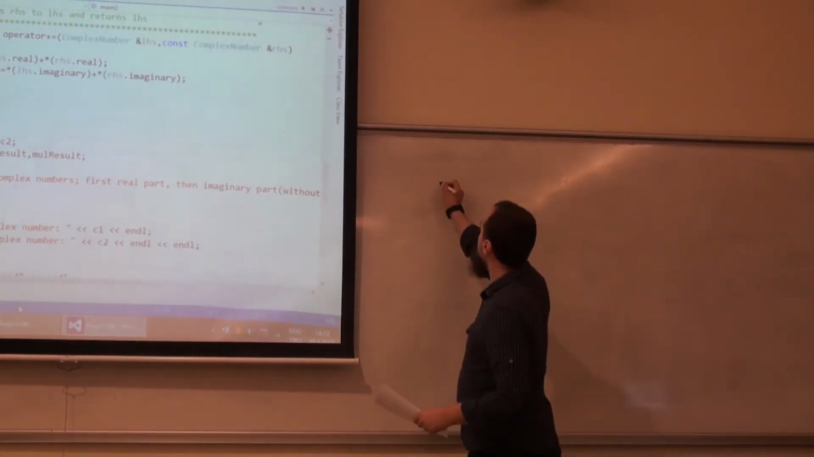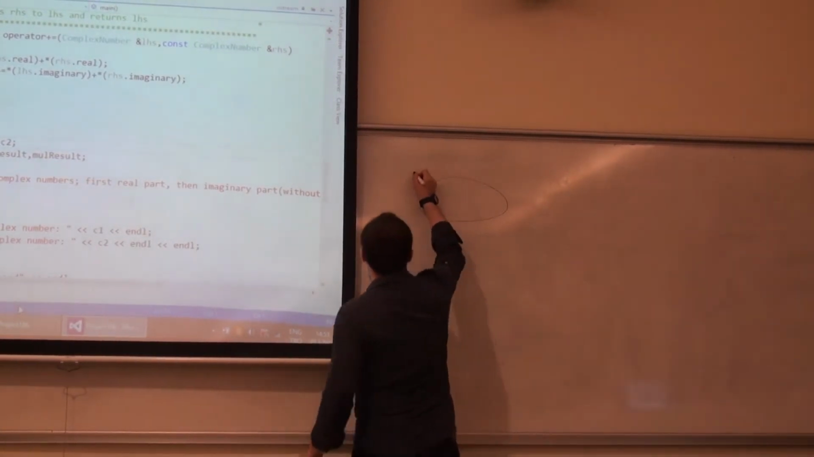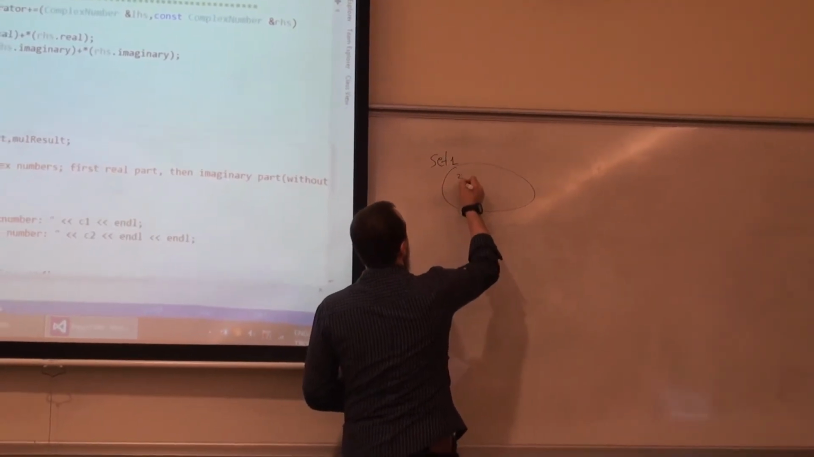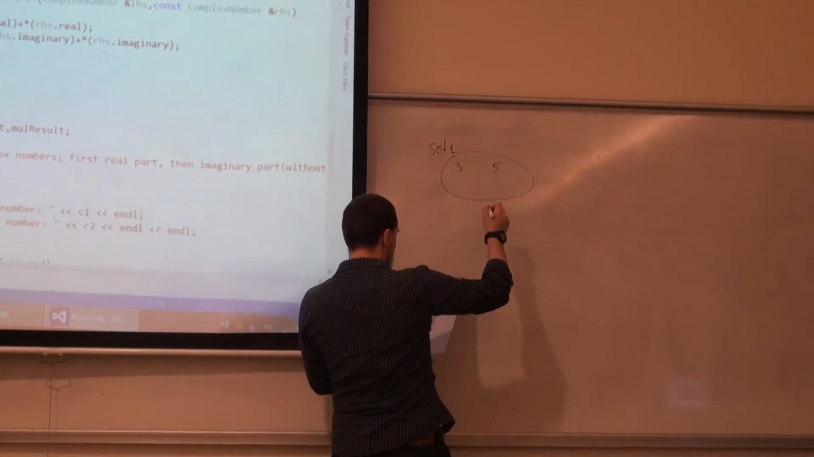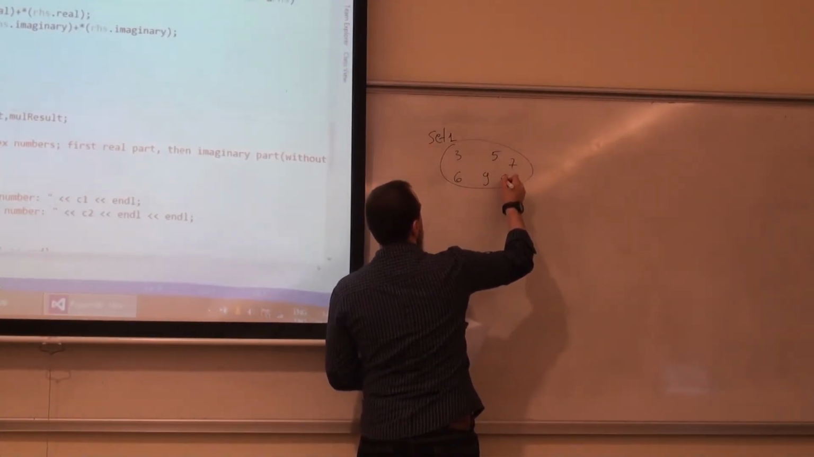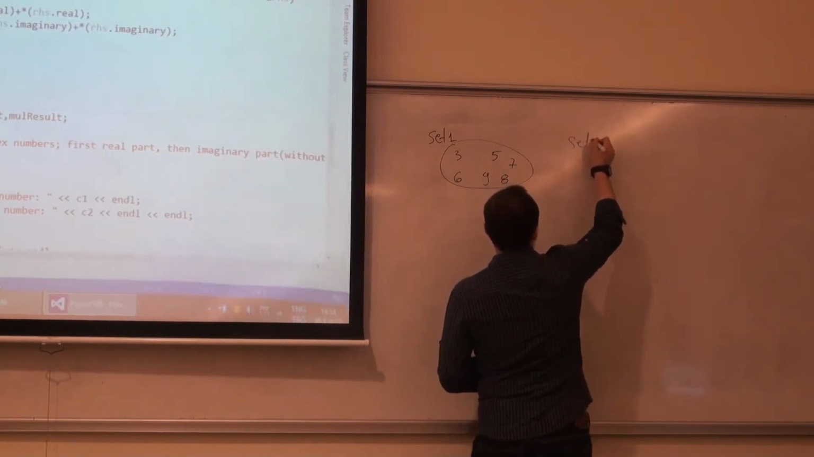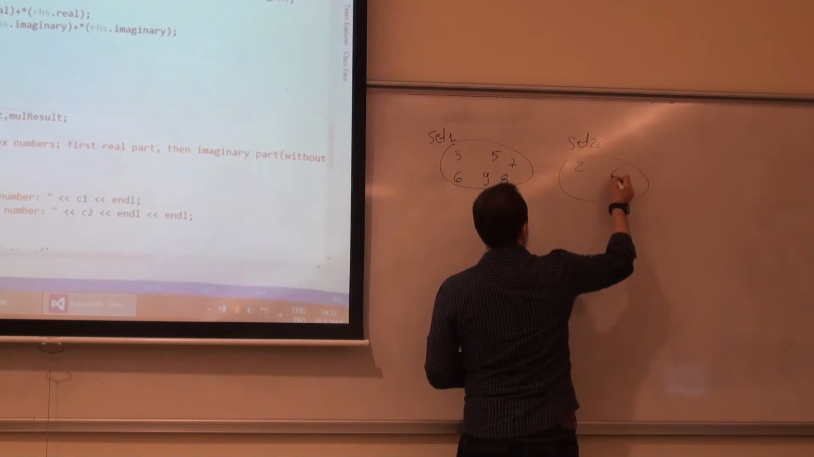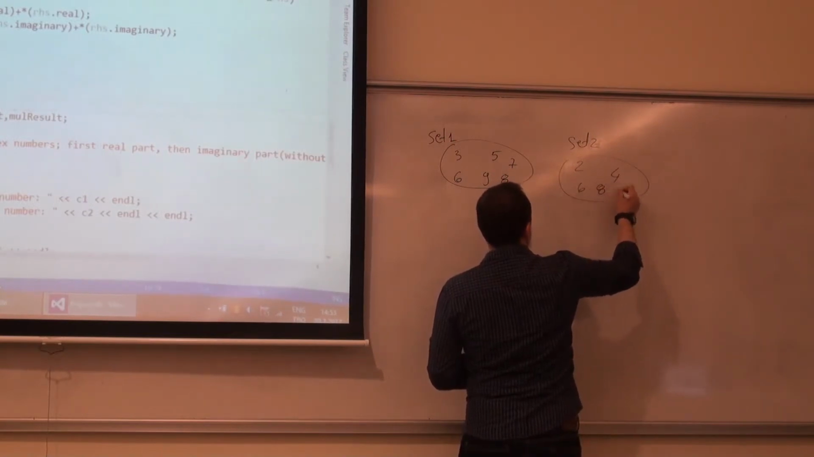So let's say I have one set here. Let me call it set 1. And I have numbers here. Let's say 3, 5, 6, 9, 7, 8. I have another set. This is set 2. I have here numbers 2, 4, 6, 8, 7.